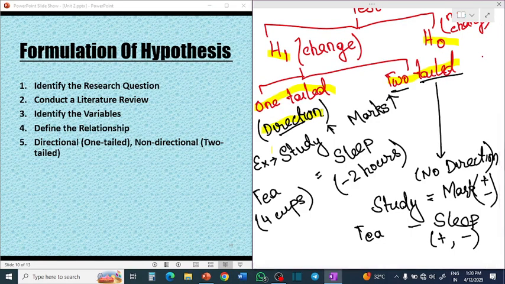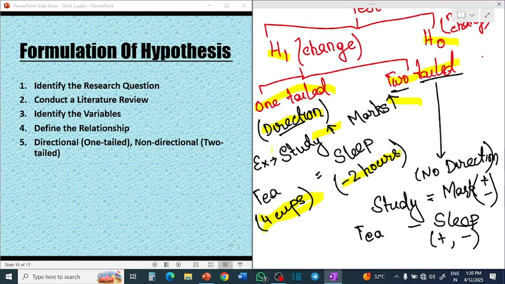Example: study will show that we can get more marks. Suppose it is said that a person who drinks 4 cups of tea will sleep 2 hours less. So in this we can understand the direction is given in each of these examples. So these are called one-tailed tests.